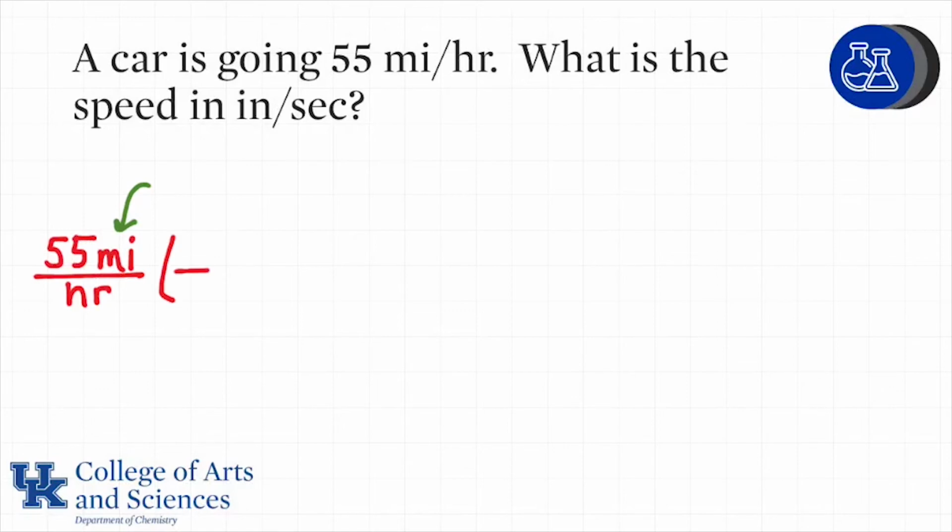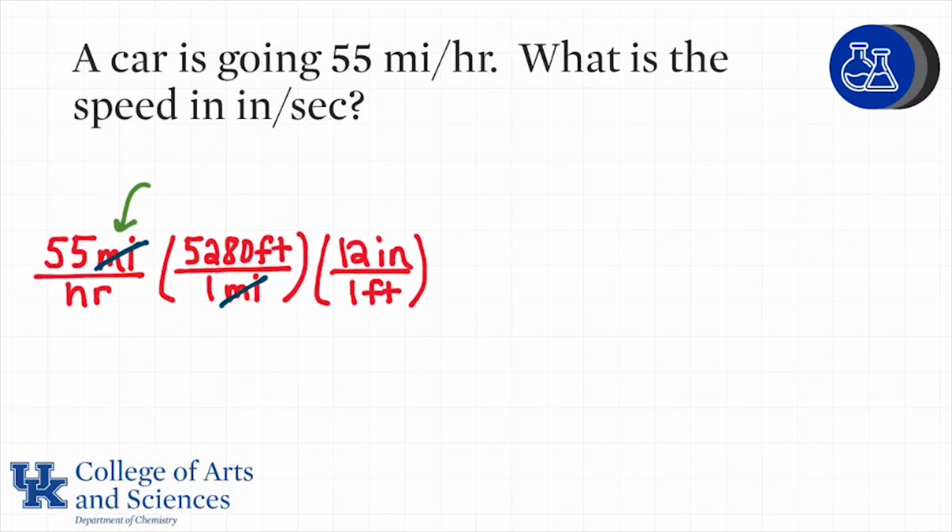So I'm going to start with miles. And I'm going to put miles in the denominator because I want those to cancel out, and put feet in the numerator. At this point, if I stopped, I'd have feet per hour, which doesn't match with the units being asked for in the problem. Now I'm going to go from feet to inches, and feet cancel out. So now if I stopped, I'd have inches per hour. So the distance unit in the numerator is correct. The time unit in the denominator is incorrect.